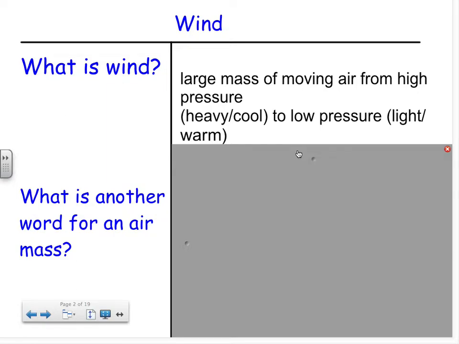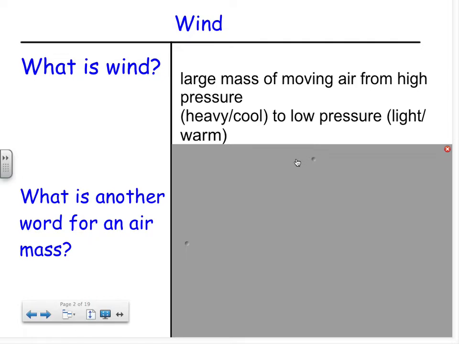Well, now you know that air moves from a place of high pressure, which means that the particles are really cool. And so when particles are cool, you know that the particles are closer together, making them heavy and cold. And they want to move to a place of low pressure, which is light and fluffy and warm, okay?